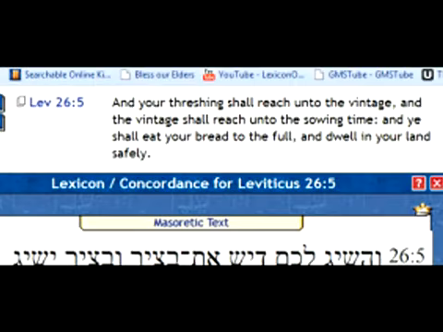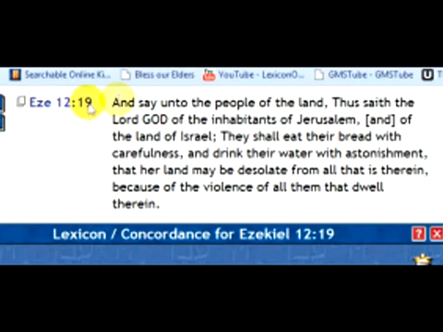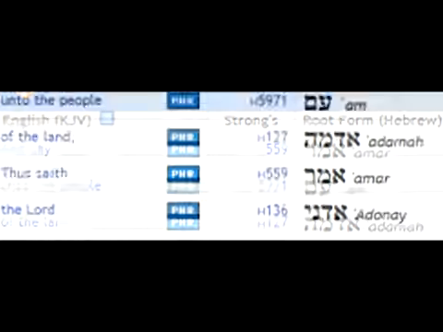So now when we go here to the book of Ezekiel, the 12th chapter and the 19th verse, it says, and say unto the people of the land, thus saith the Lord God of the inhabitants of Jerusalem and of the land of Israel, they shall eat their bread with carefulness, and drink their water with astonishment, that her land may be desolate from all that is therein, because of the violence of all them that dwell therein. All right, so the point that we're dealing with here is their bread.